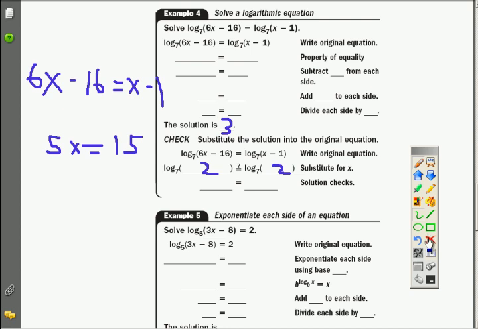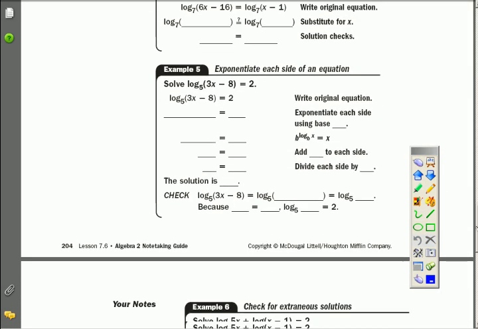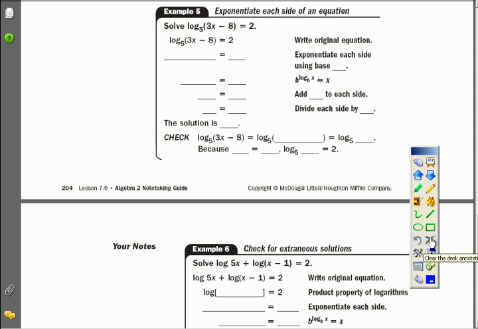Example 5 is a little different. On example 5, it looks like they got the log base 5, and you've got to kind of change this into exponential form. Log base 5 of 3x minus 8. So that really means what I would do is I'd say 5 squared equals 3x minus 8. So I'd say this number here to this exponent equals 3x minus 8. That's kind of like what we did 2 sections ago. And so 25 equals 3x minus 8. 25, see, I think they were going a little different route here. I think I made it a little easier. 5 squared.